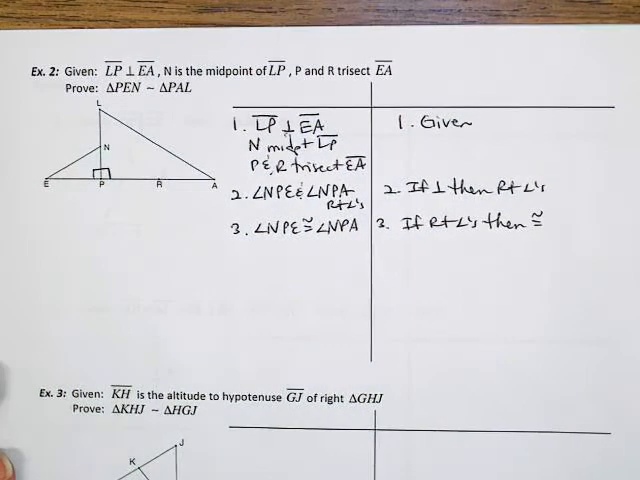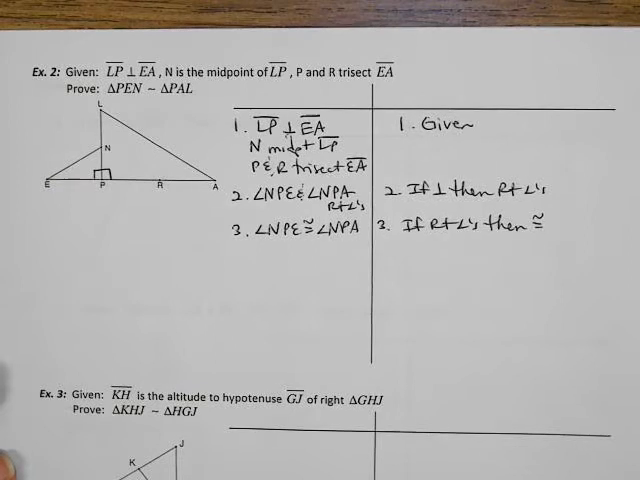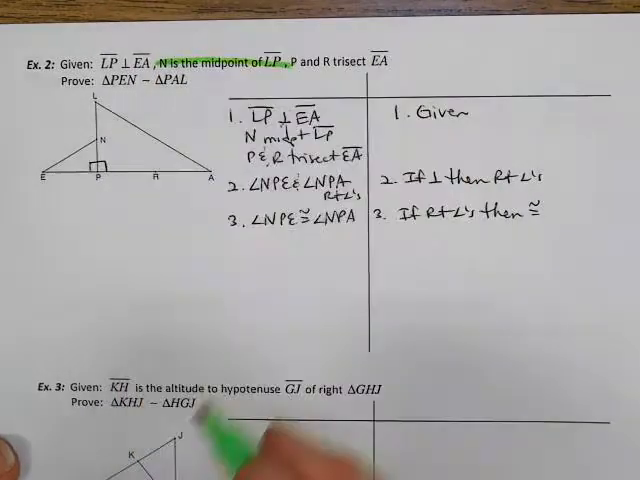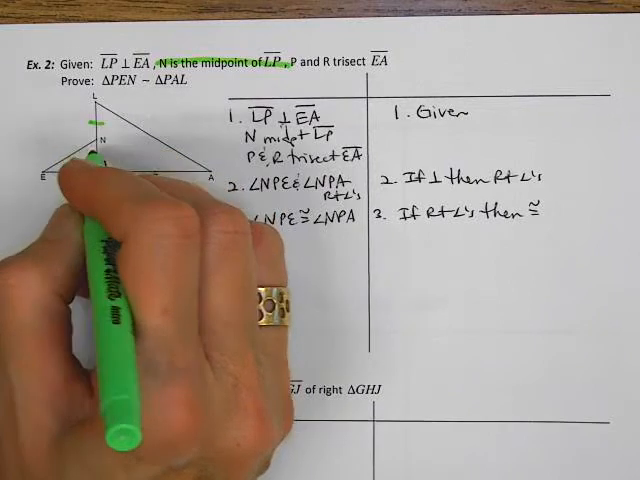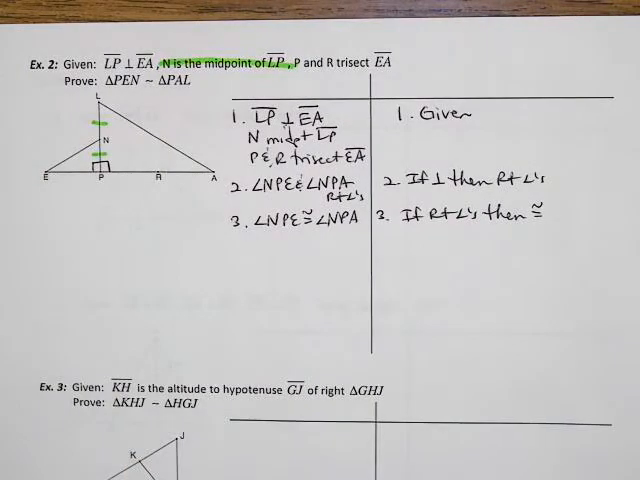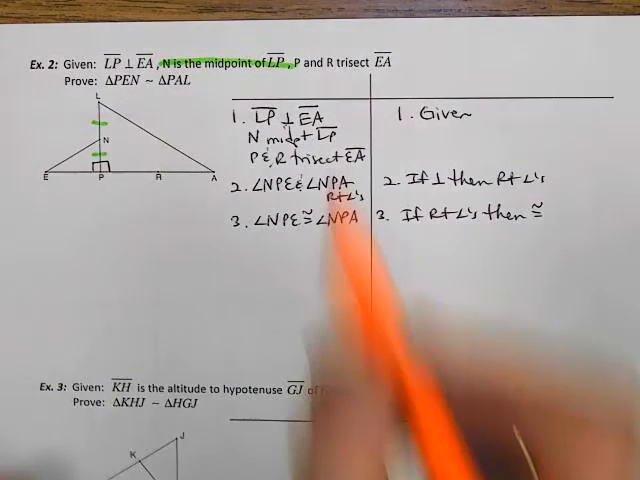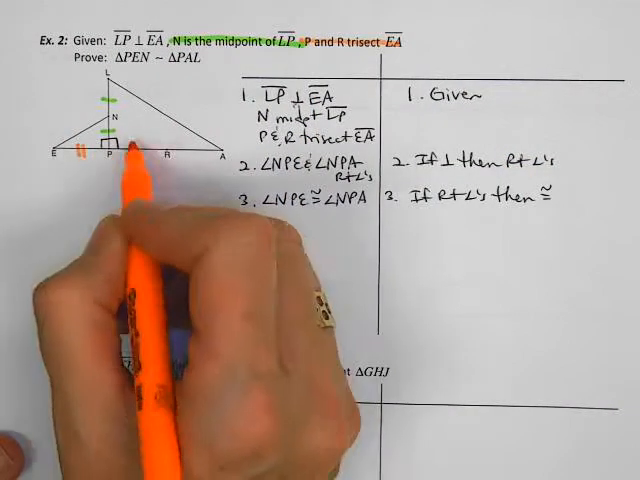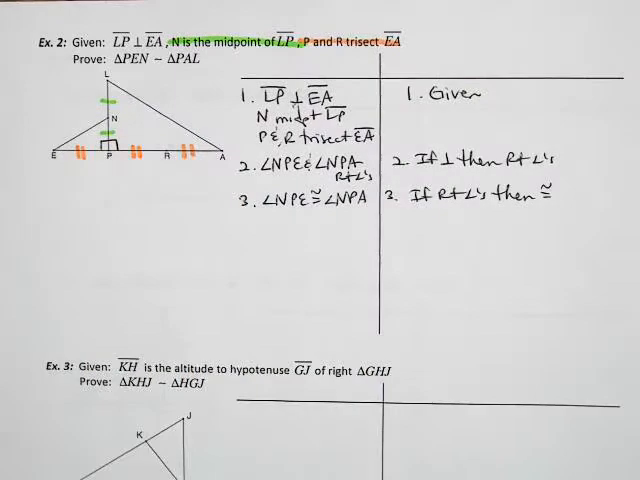All right, the tricky part about this one is this midpoint and trisect information is actually information enough for you to show some proportional sides. And I think the easiest thing to do would be to mark it up. So let's start with midpoint here. If N is the midpoint, that means those two segments are congruent there in the green. And if P and R trisect EA, that means these segments in orange are congruent.